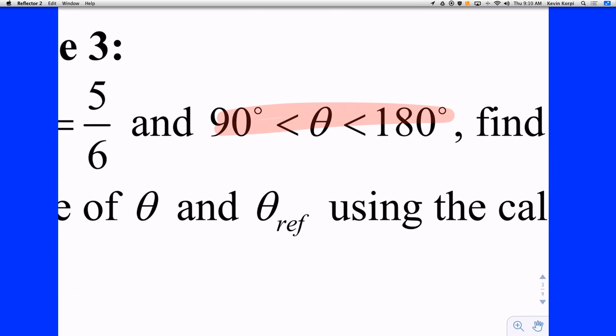It tells us that theta is between 90 degrees and 180 degrees. That kind of puts us in the quadrant what? Quadrant 2.